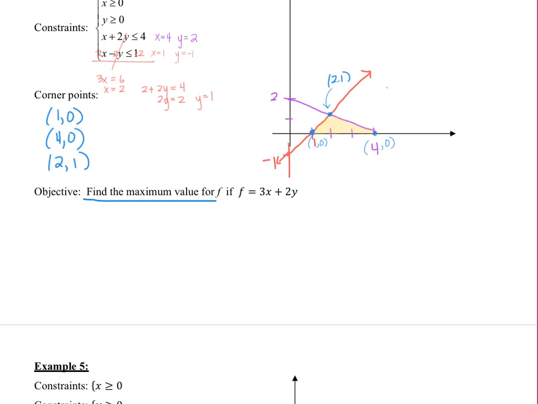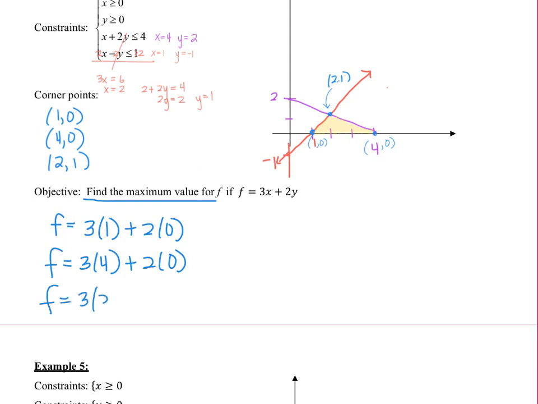So that means I need to plug each of the corner points, a value for x and a value for y, into this equation for f and find the maximum. So f equals 3 times x. I'm going to do the first corner point, so 3 times 1 plus 2 times 0. F could also be equal to 3 times 4 plus 2 times 0, plugging in the second corner point. And the third option would be 3 times 2 plus 2 times 1. And one of those will yield the maximum.